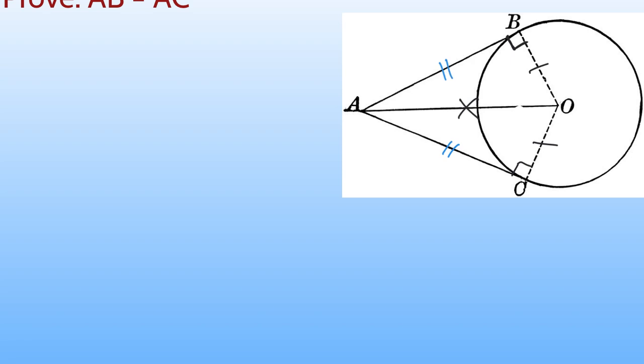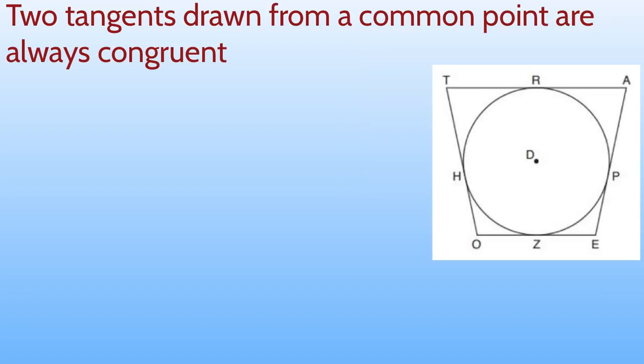So the thing to take away from this is if you have two tangents drawn to a common point, those two tangents are going to be congruent to each other. Super important. So like I said, two tangents drawn from a common point are always congruent. And they like to ask questions with this.